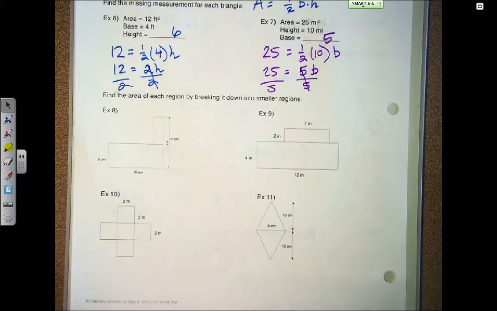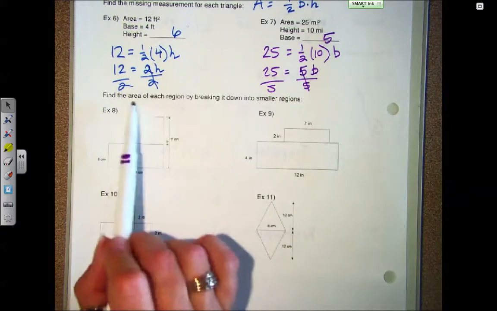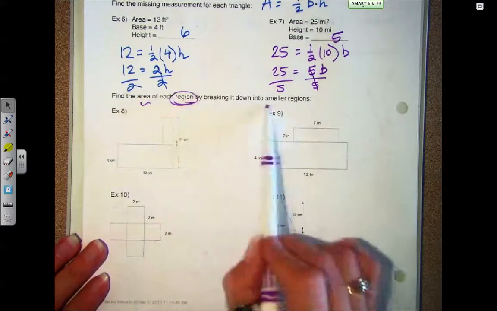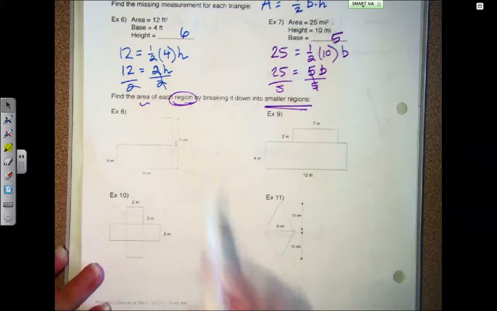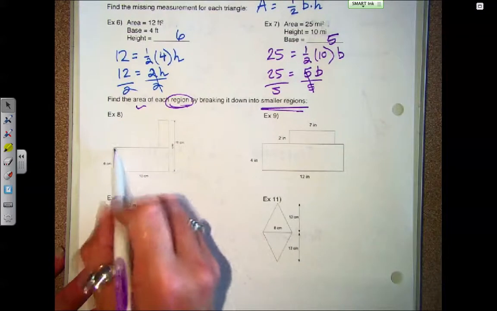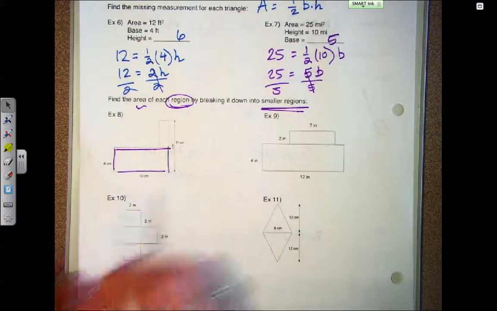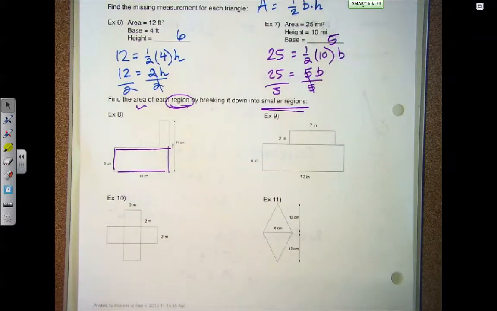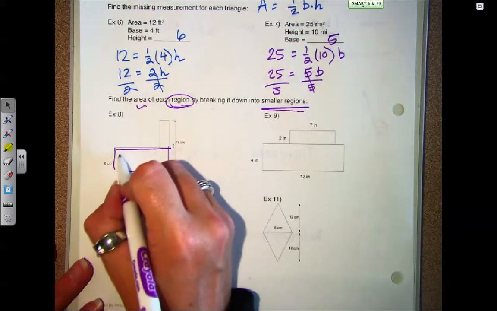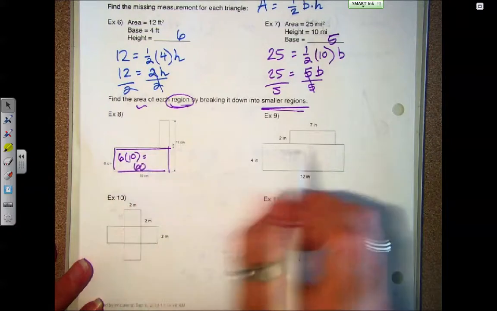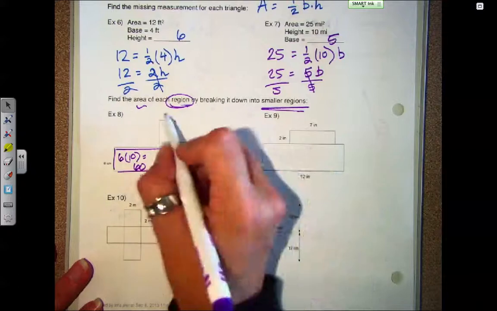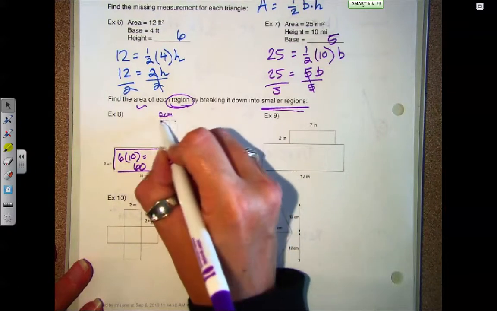All right. Example 8, 9, 10, and 11. Find the area of each region by breaking it down into smaller regions. What shapes do we have on example 8? Rectangles. We have 2 rectangles. All right, the larger rectangle. What dimensions does it have? 6 and 10. So to find the area of a rectangle, we multiply 6 times 10, which gives us 60. The smaller rectangle, we're missing a measurement. So I'm going to label the short side 2.